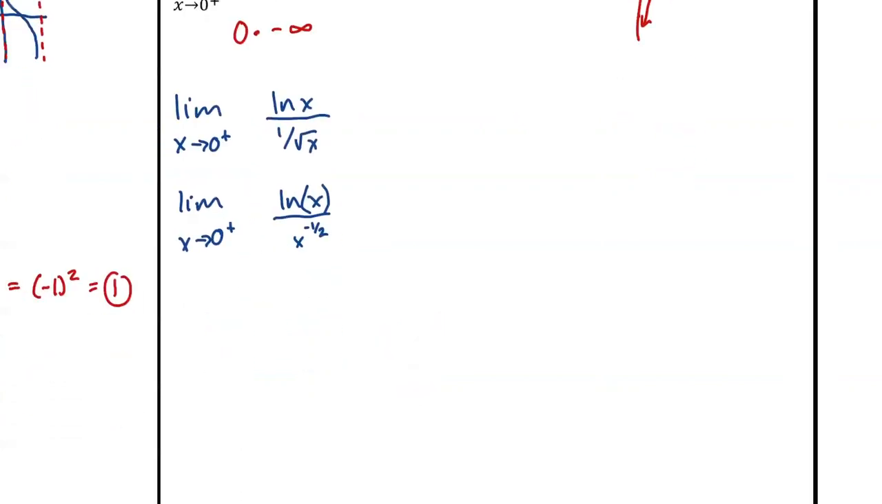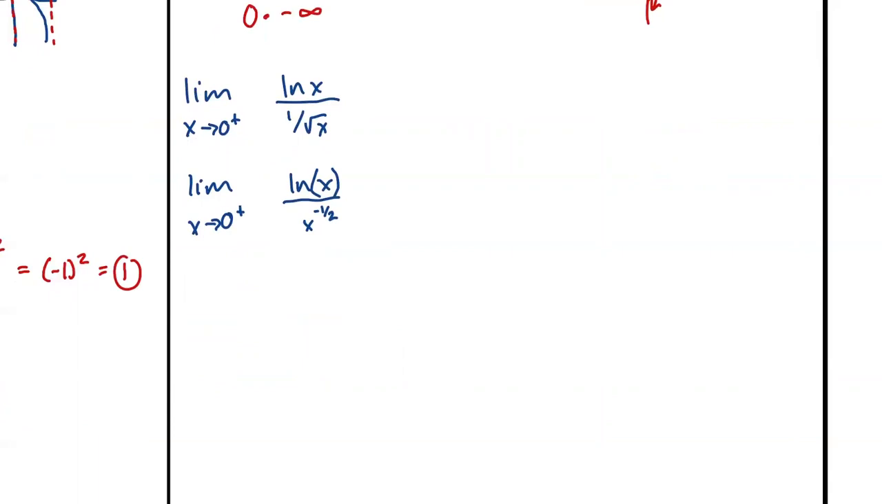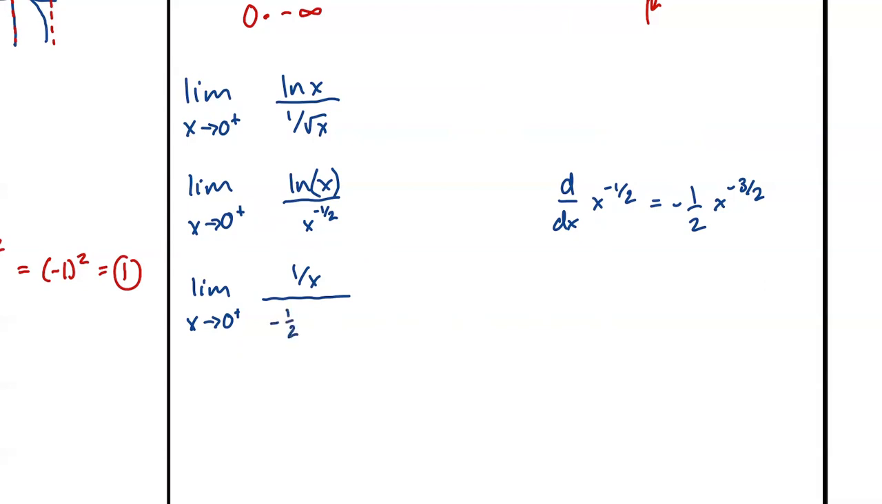Now let's apply L'Hôpital's rule. So what we'll do is take the derivative of the numerator, which is going to give us 1 over x, divide that by, well, this one's again, just remember the power rule. I'm going to do this off to the side. It is going to give you negative 1/2 in front, then x to the negative 3/2 when you reduce the power. So what this comes out to be is negative 1/2 x to the negative 3/2.